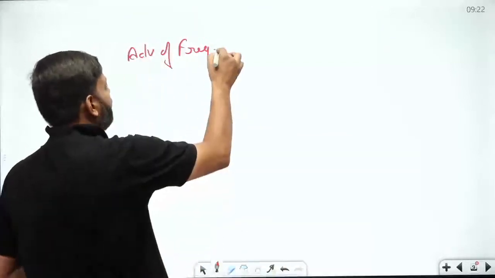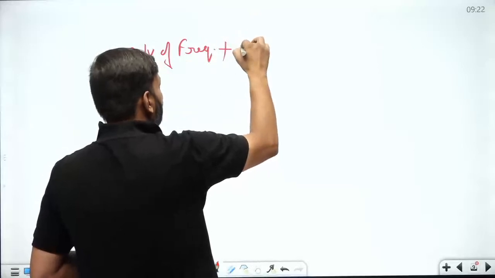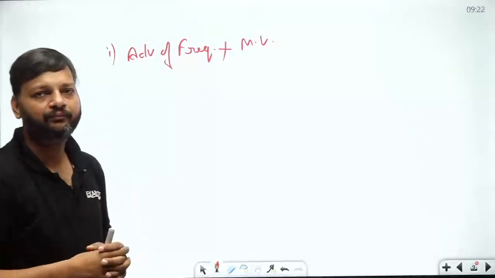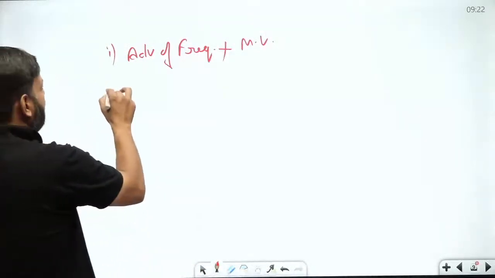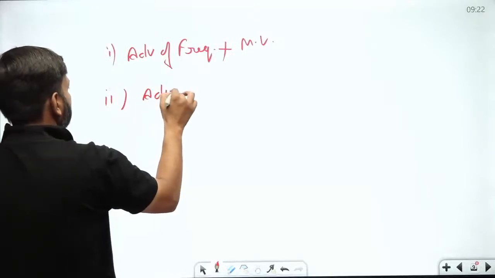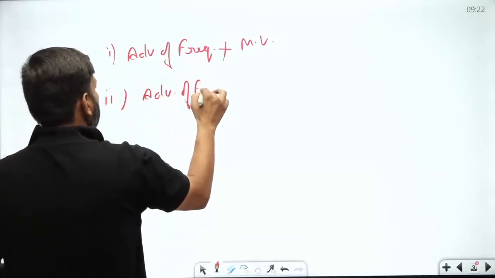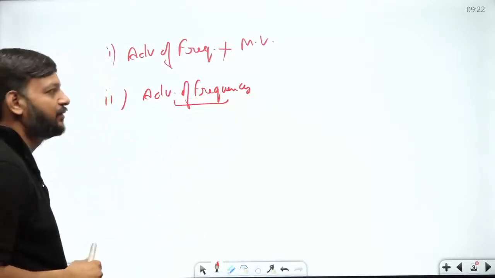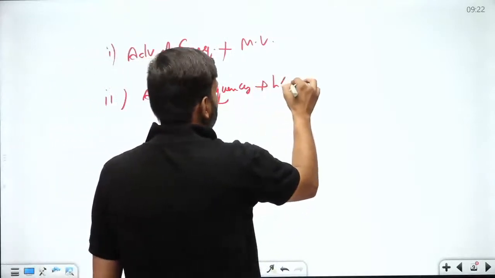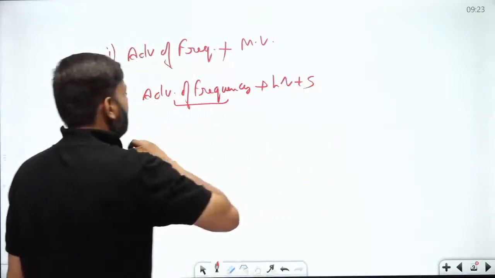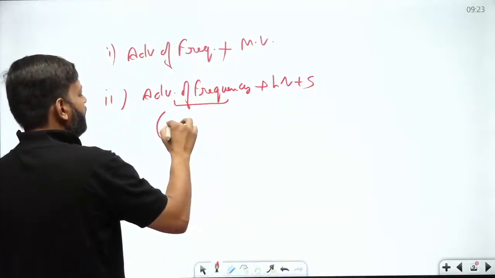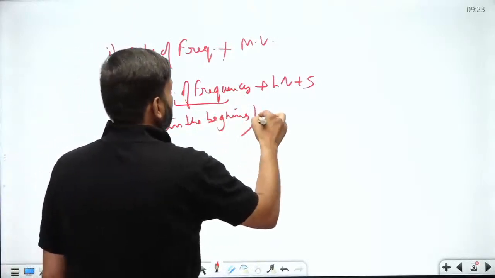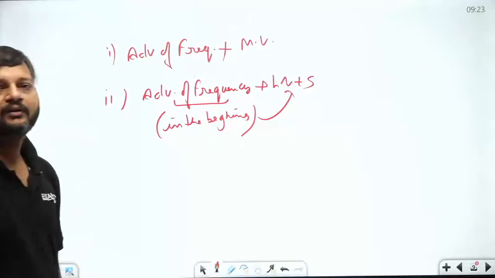So adverb of frequency is placed before the main verb. Okay, adverb of frequency is placed before the main verb. And in some cases, adverb of frequency may come in the beginning of a sentence, after which you have to write helping verb plus subject. Okay, so if adverb of frequency is in the beginning of a sentence, it has to be followed by helping verb plus subject.